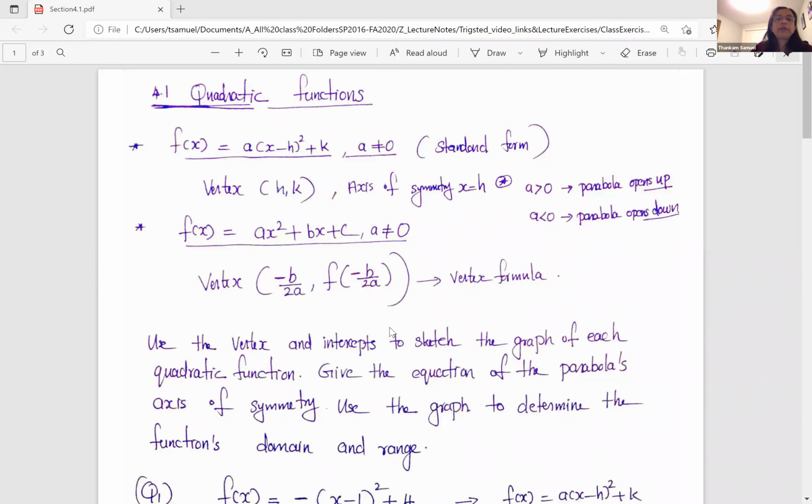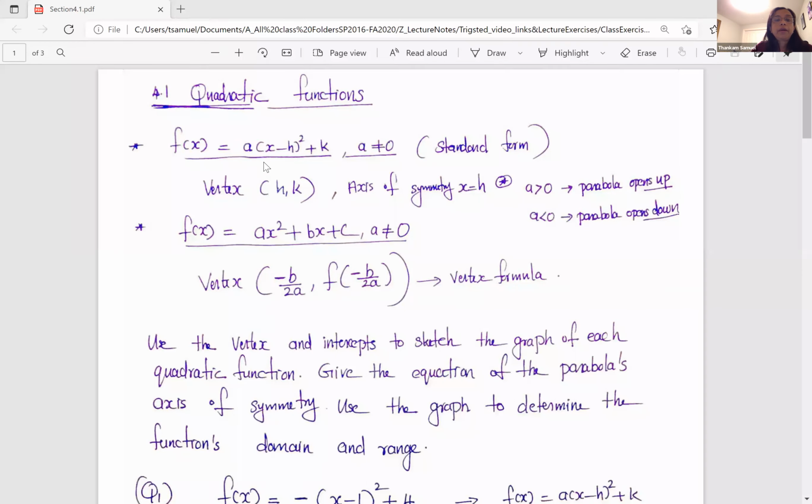Hello, today we are going to talk about quadratic functions. So let's look at the two forms of quadratic functions. The first one is f of x equals a times (x minus h) squared plus k, where a is not equal to 0. This is also called the standard form.